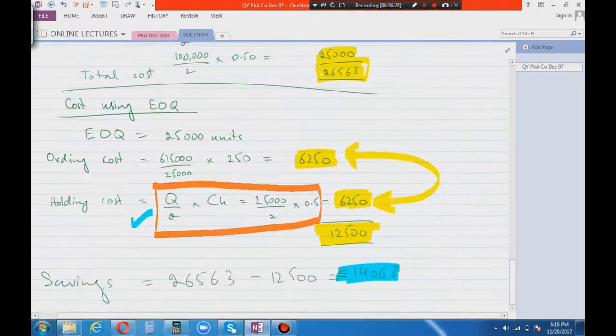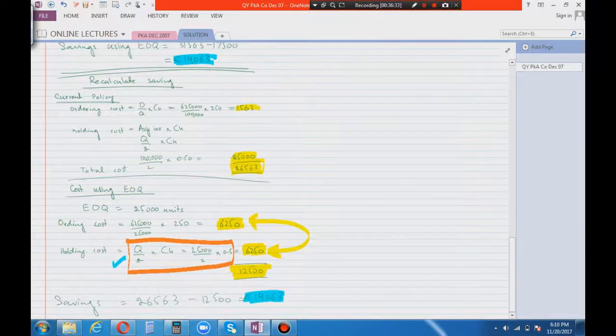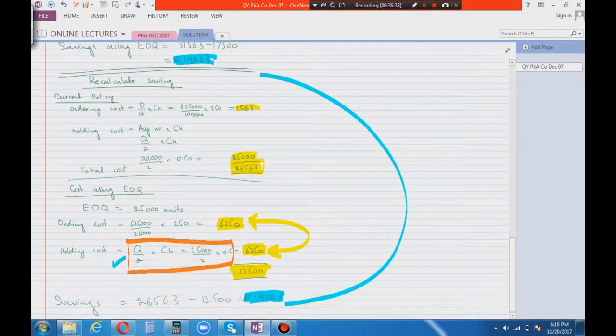This part of the question was complete. You don't have to do it again. I've just done that to explain it to you so that you understand it better. You don't have to give it to the examiner, right? Alright.